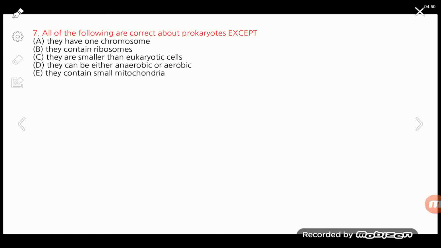All of the following are correct about prokaryotes, except one of them. They have one chromosome. Yes, guys, we know that prokaryotes have only one chromosome. They contain ribosomes. Yes, exactly, but the size of the ribosome is different from the eukaryotic one. They are smaller than eukaryotic cells. Yes, we mentioned that.